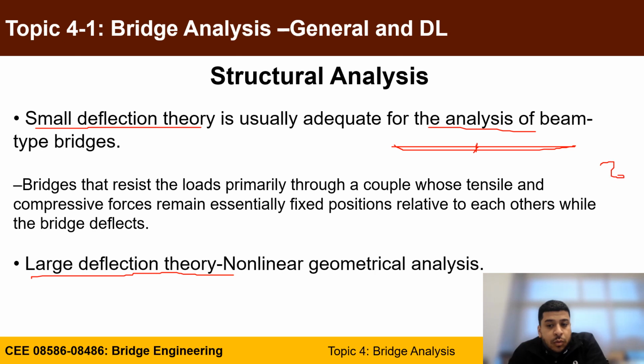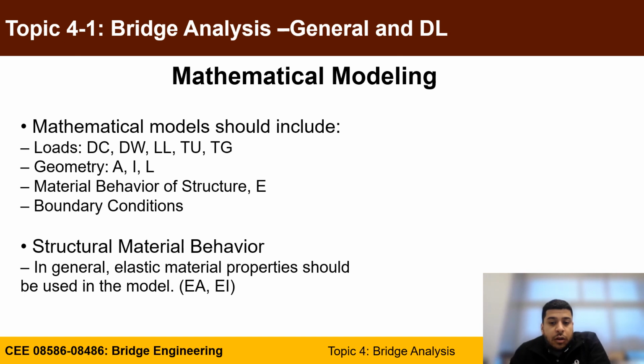We also assume the couple resulting from tension and compression forces. Imagine if you have a beam, a steel girder, and you have compression and tension. We assume that the distance between the couple, the compression and tension forces, is fixed relative to each other when the bridge actually deflects, for the small deflection theory.